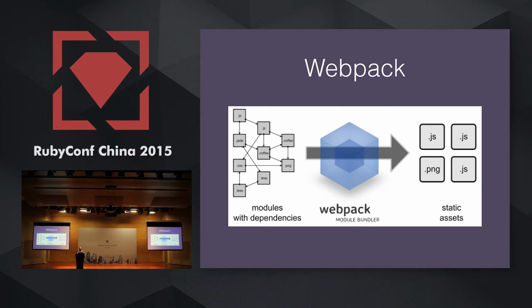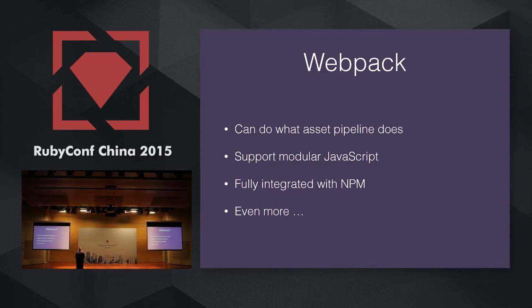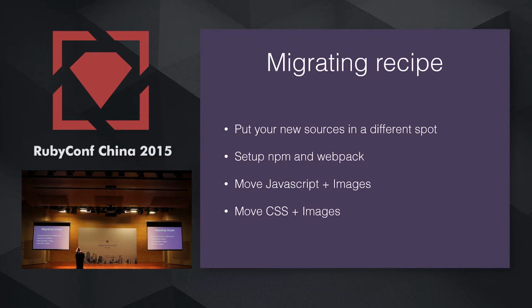That's the solution we use in Tracking. It's web development oriented, and it provides a lot of fancy tools. So webpack can do everything that Asset Pipeline does, in a better way. It supports modular JavaScript. It's fully integrated with NPM, and even more.